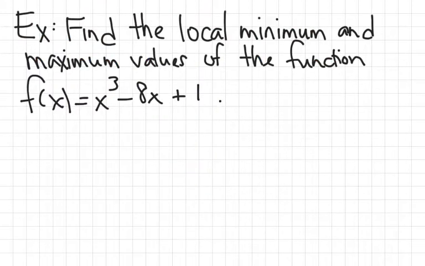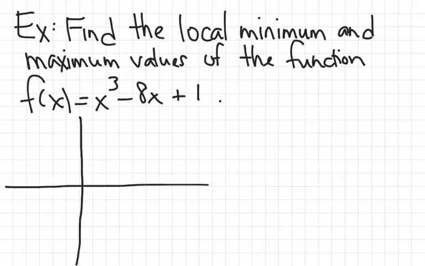Let's find the local minimum and maximum values of the function f of x is equal to x to the 3rd minus 8x plus 1. Now, I expect you to just put this into your calculator, and when you do, you should get something that looks similar to this.